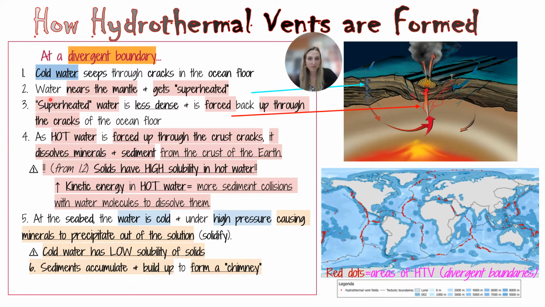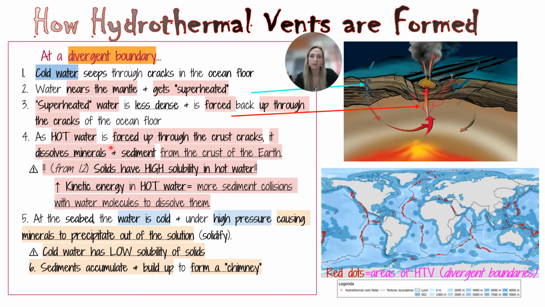Water nears the mantle, or you could say the magma chamber, and it gets superheated. It doesn't boil. It can't boil because of all the pressure. The superheated water now is less dense. Hot things are less dense, and so it's going to rise. It gets forced back up through the cracks in the ocean floor. The hot water is forced through the cracks in the crust.